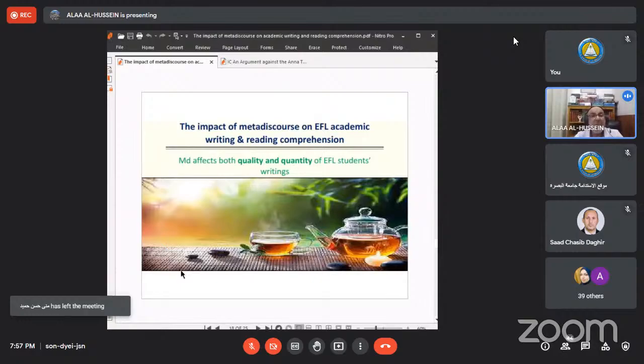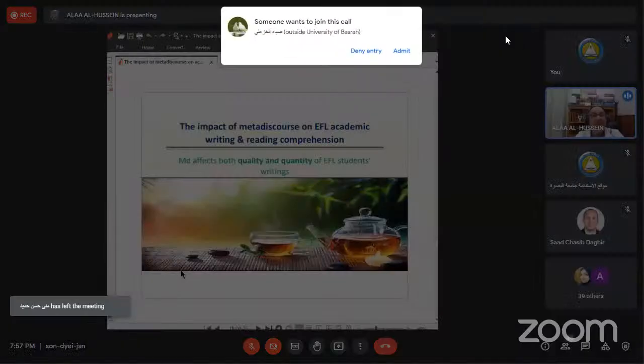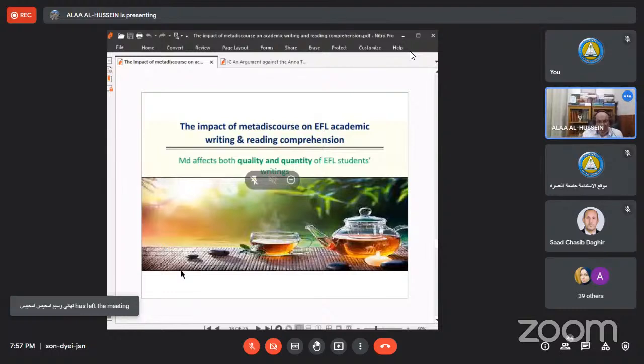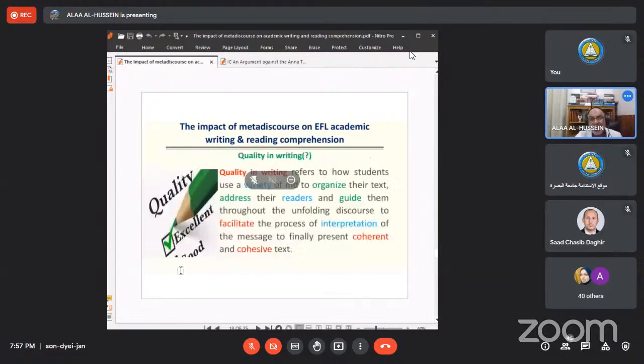Okay, so meta-discourse affects both the quality and the quantity of EFL students' writing. How does meta-discourse affect the quality of writing? How does meta-discourse affect the quantity of the writing? Something interesting.